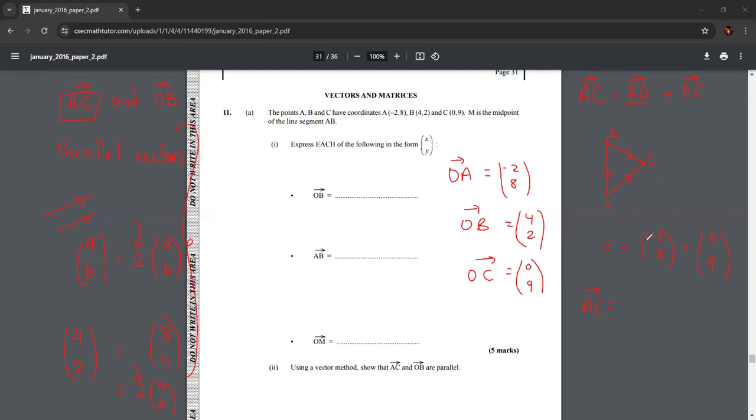So this becomes -1 times -2, which becomes +2. -1 times 8 becomes -8, plus (0, 9). 2 plus 0 is 2. Minus 8 plus 9, subtract, and take the sign of the larger. So that becomes +1. So AC is (2, 1).